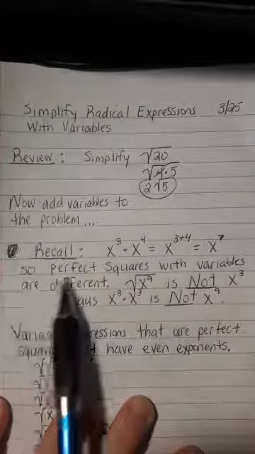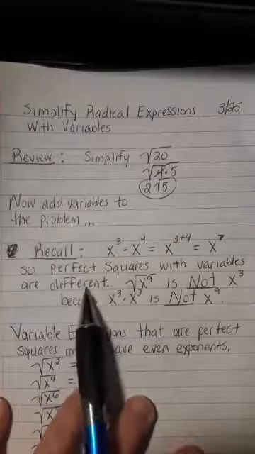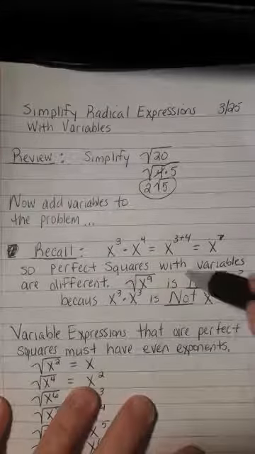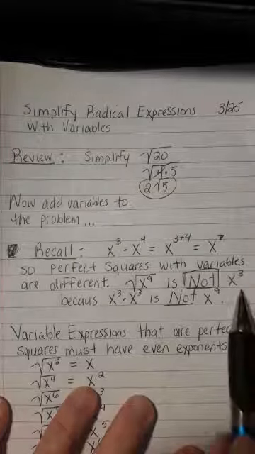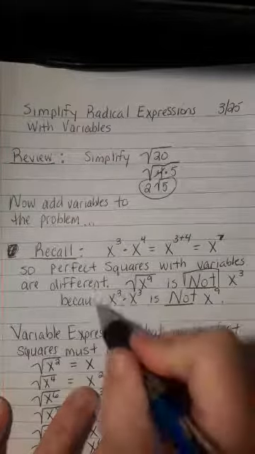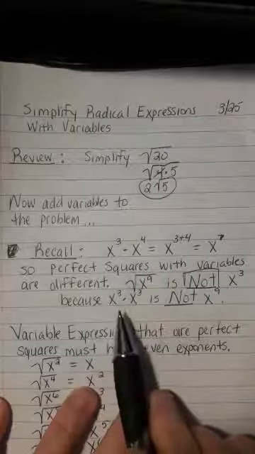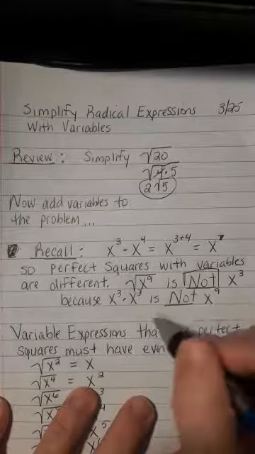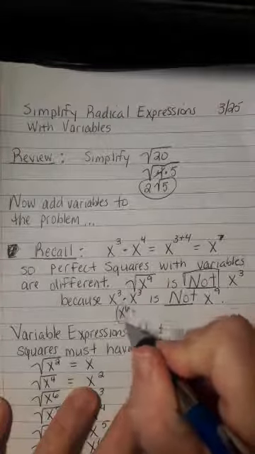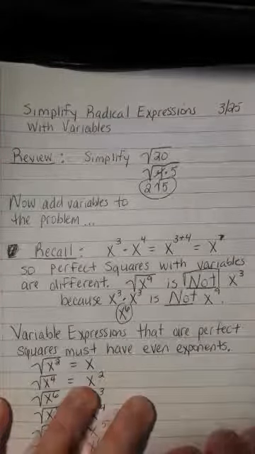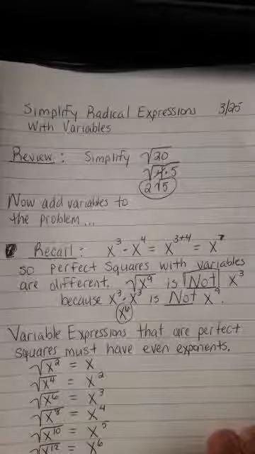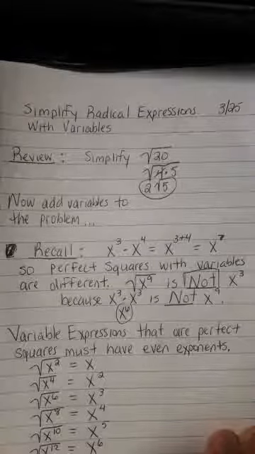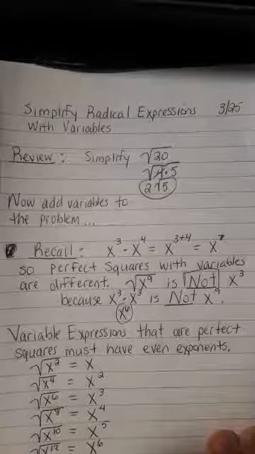So perfect squares with variables are different. The square root of x to the ninth is not x to the third, because x to the third times x to the third is not x to the ninth. It is x to the sixth, because you add your exponents. So whenever you're taking the square root of a variable with exponents, it doesn't work like it does when you take the square root of just a regular number.